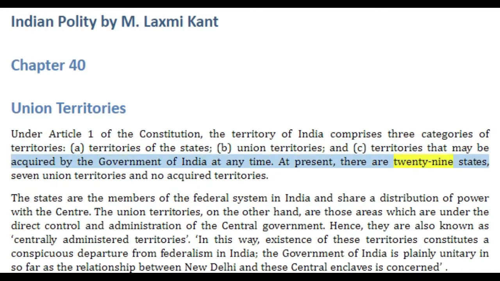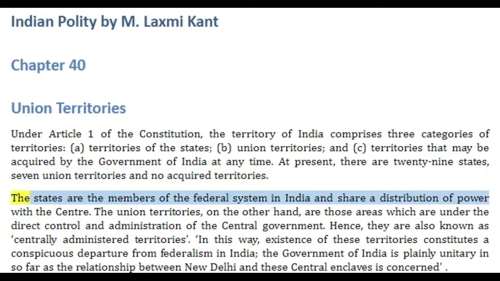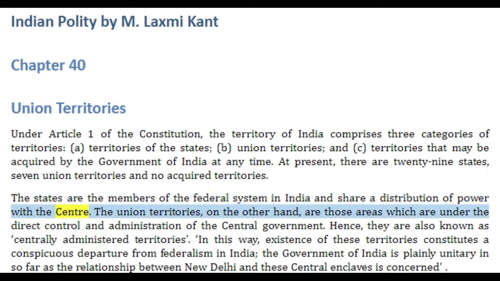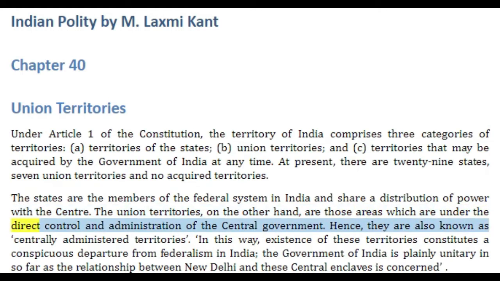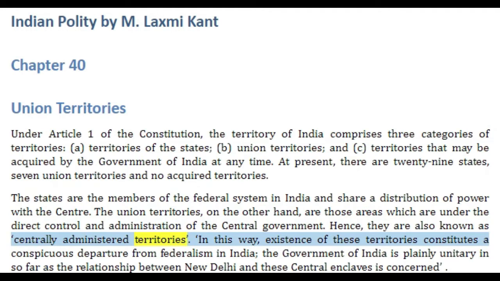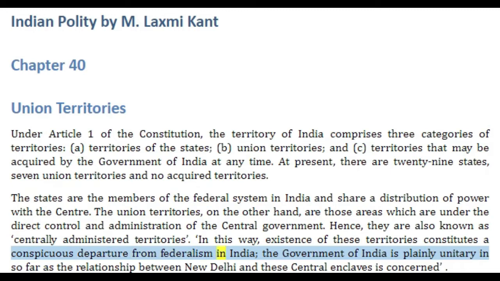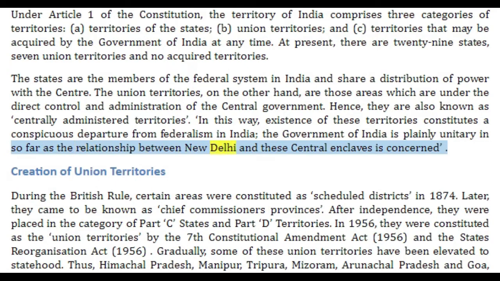At present, there are 29 states, 7 union territories, and no acquired territories. The states are the members of the federal system in India and share a distribution of power with the center. The union territories, on the other hand, are those areas which are under the direct control and administration of the central government. Hence, they are also known as centrally administered territories. In this way, the existence of these territories constitutes a conspicuous departure from federalism in India. The Government of India is plainly unitary insofar as the relationship between New Delhi and these central enclaves is concerned.